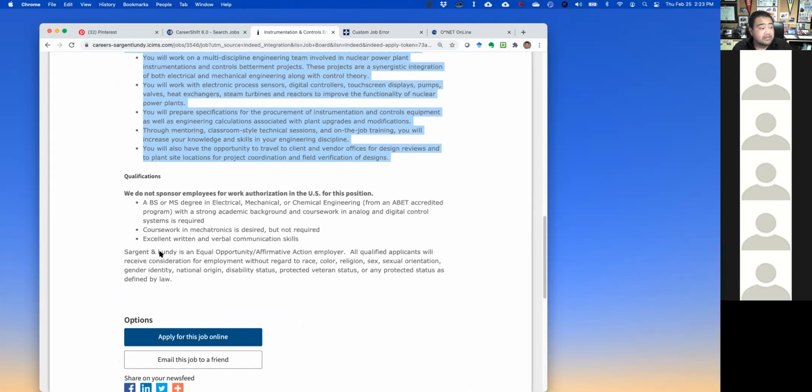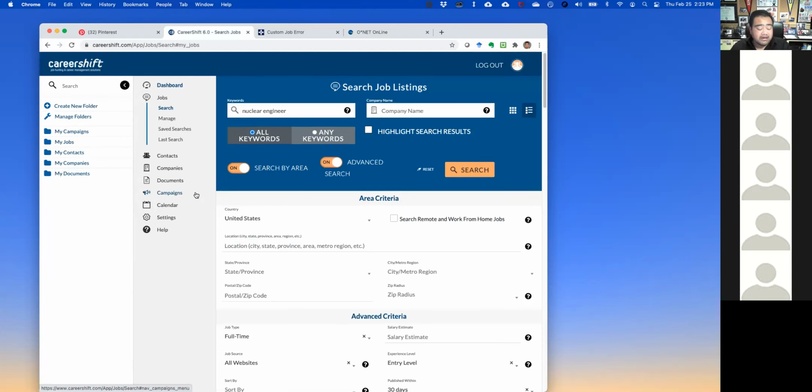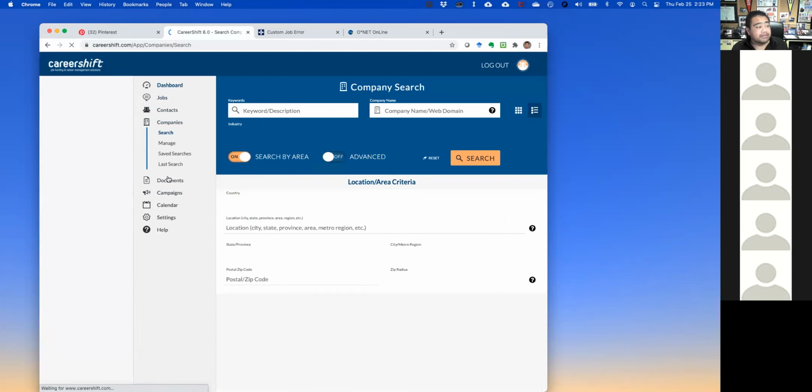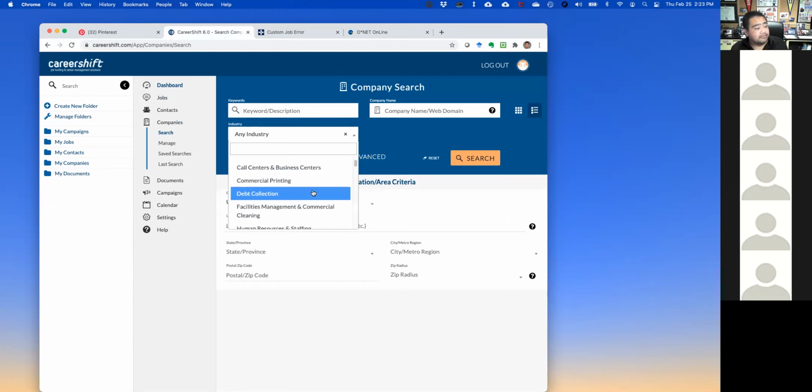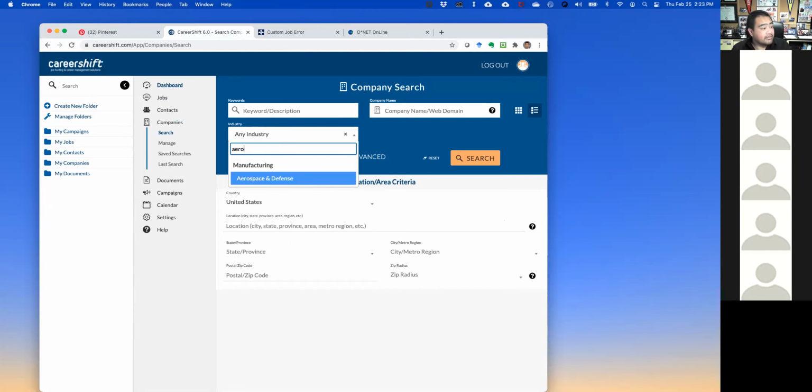So when we think about this search engine and this platform, it is very much like Indeed. But let me take it a step further. You could actually look up specific contacts and companies. Let's say I want to look at specific companies, and let's say I want to look at companies in, oh, I don't know, aerospace. If I could type in aerospace. Aerospace and defense. Okay.